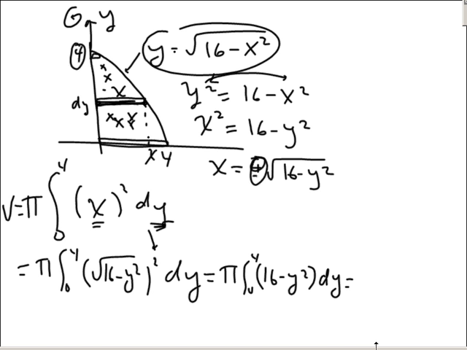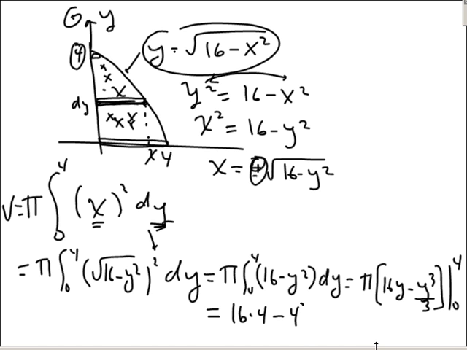And you integrate that, you get 16y minus y cubed over 3 from 0 to 4. And when you plug in 4, you get 16 times 4 minus 4 cubed over 3. And when you plug in 0, you get 0. Now, it turns out that 16 times 4 is 64, and 4 cubed is 64. So I factor out the 64, and I get 1 minus the third, and I keep forgetting to write pi in front. Sorry about that.